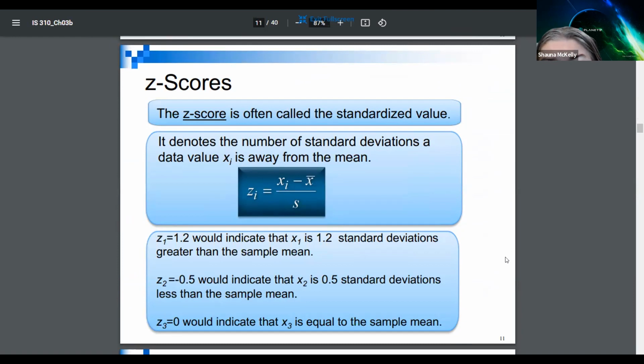So here it's saying the z-score of some value x sub i in your data is that score, whatever that data value is, minus x bar, the sample mean. So you have to know what the mean is for all your sample data. And you divide that by the standard deviation of the sample. Right.